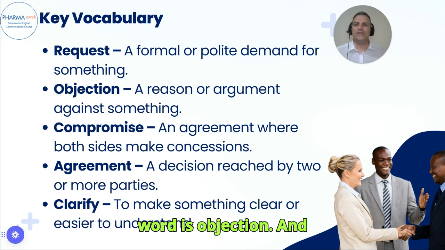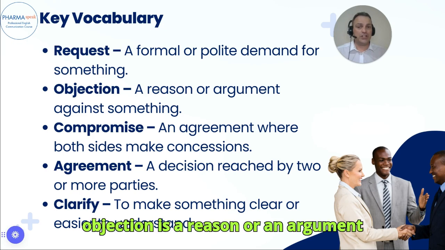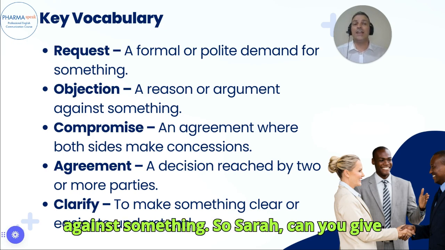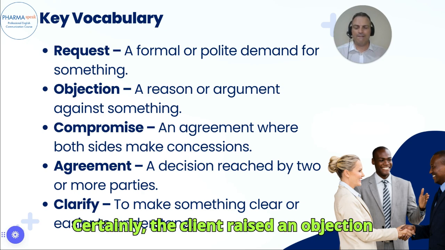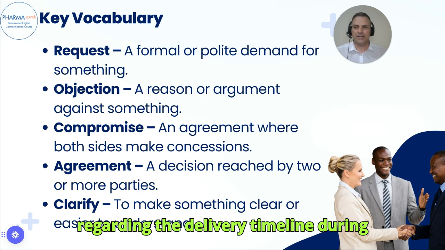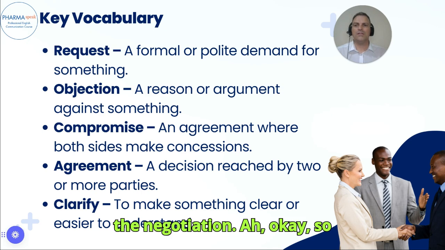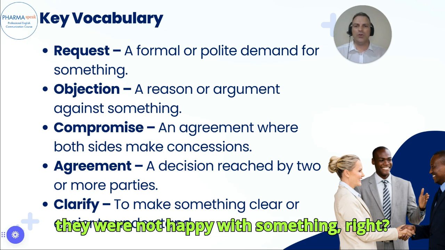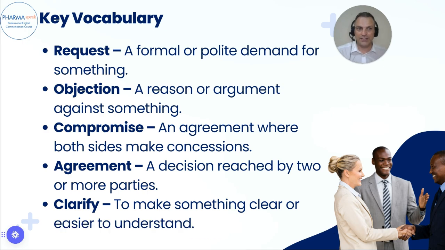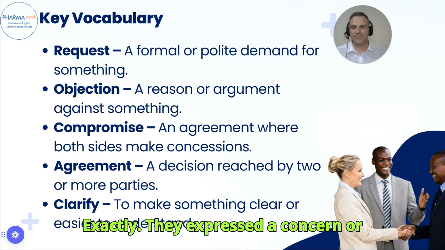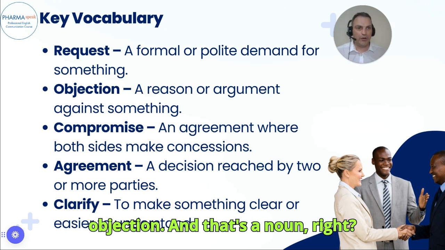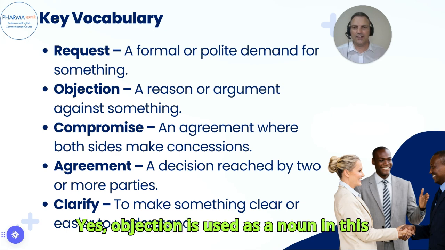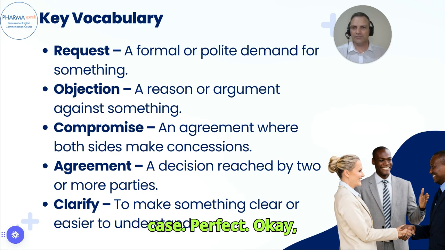Okay, so the next word is objection. And objection is a reason or an argument against something. So Sarah, could you give us an example sentence using objection? Certainly. The client raised an objection regarding the delivery timeline during the negotiation. Okay, so they were not happy with something, right? Exactly. They expressed a concern or disagreement. Got it. Okay, so that's an objection. And that's a noun, right? Yes, objection is used as a noun in this case.